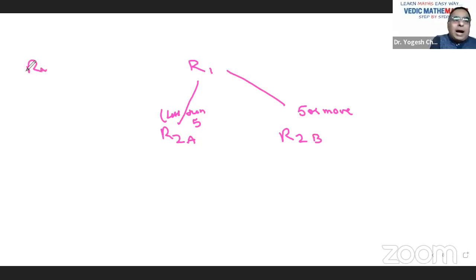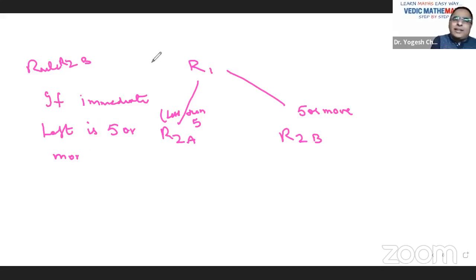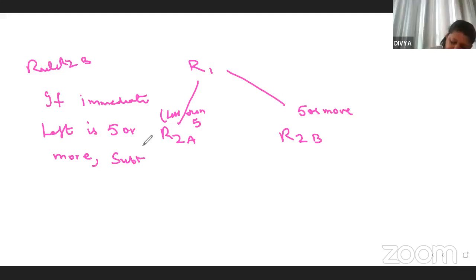Now, what does that mean? Rule R2B says, if the immediate left is 5 or more, that means if a number is 5 or greater than 5, then what should we do? Subtract 9 from it.